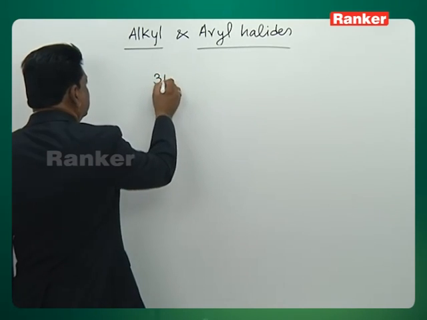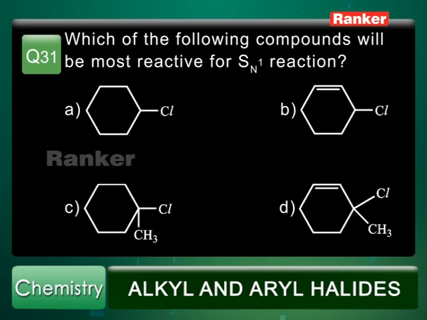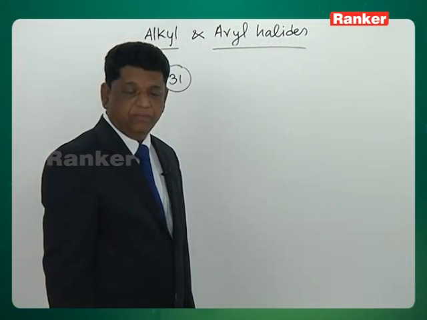Next question, question number 31. Which of the following compounds will be most reactive for SN1 reaction? In an SN1 reaction, the reaction passes through a carbocation. Let us see the options. Option A is cyclohexane. Option B is a double bond with chlorine, that is allyl chloride. Option C is again a cyclohexane with methyl, a tertiary type of compound. Option D is allyl and also a tertiary type of compound.